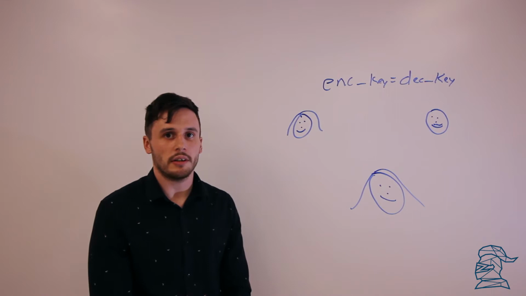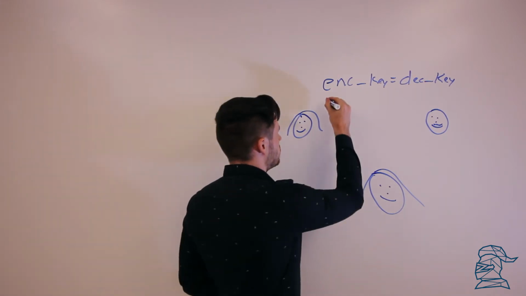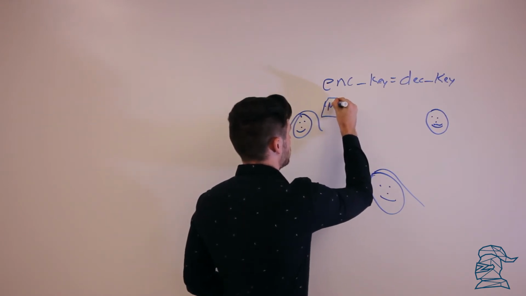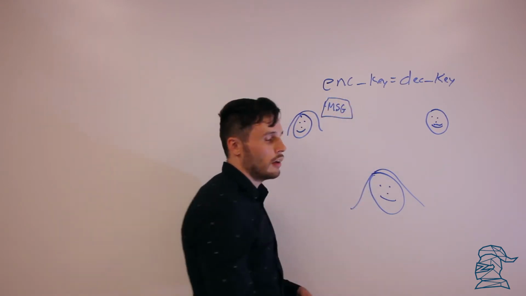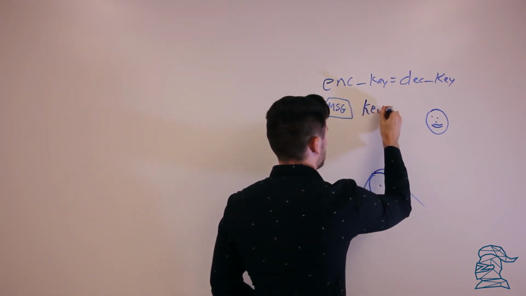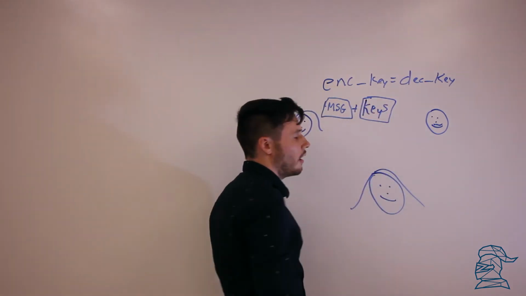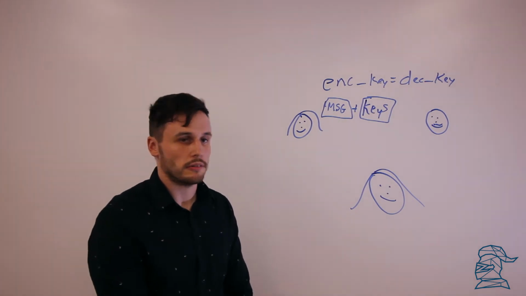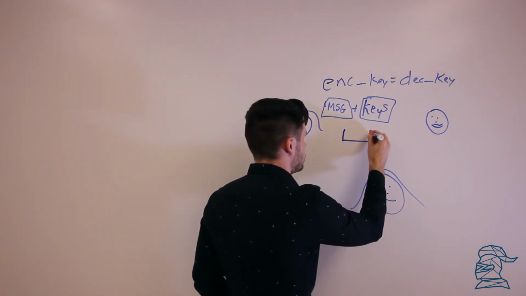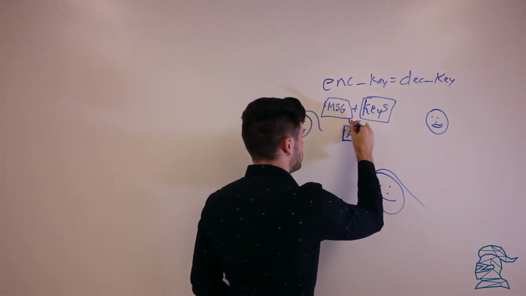So if Alice wants to send a message to Bob, Alice needs to take her original message, the key they agreed upon, and run it through an encryption operation. This will produce an encrypted message.